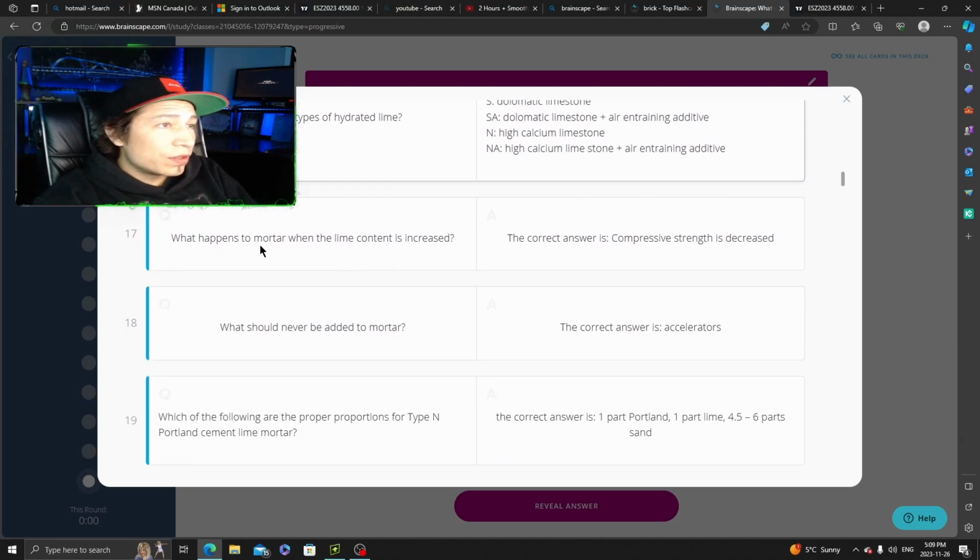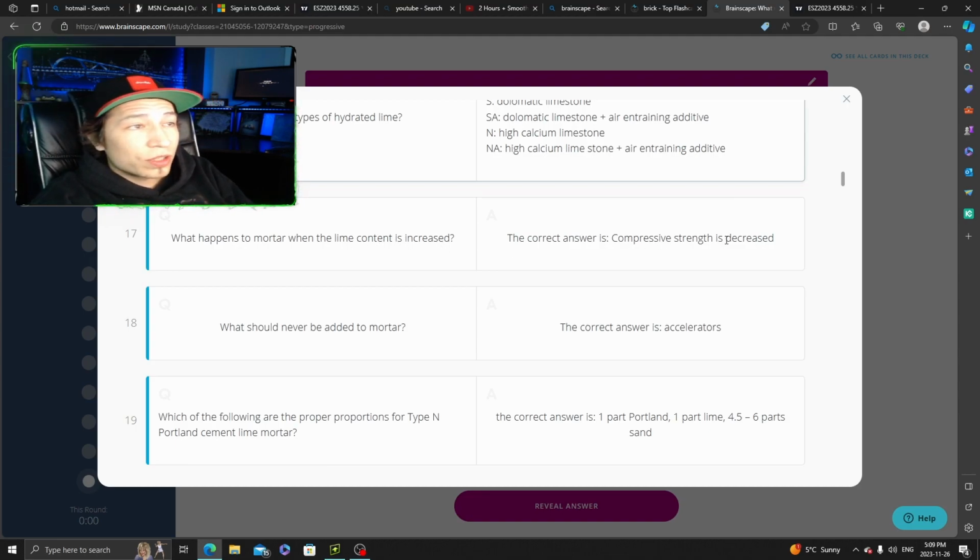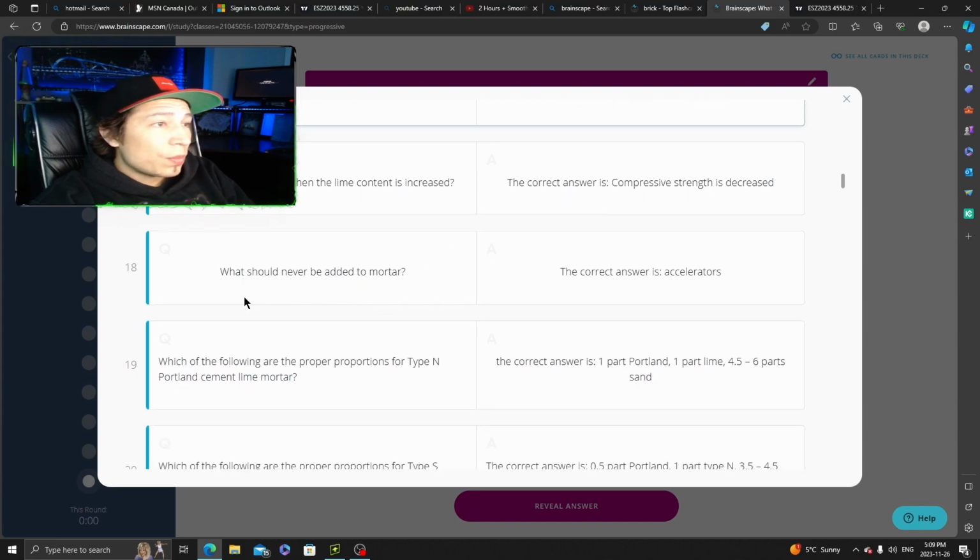What happens to the mortar when the lime content is increased? Compressive strength is decreased. So the compressive strength of the mortar is decreased when lime content is increased. What should never be added to mortar? Accelerators. So never add accelerators to mortar.